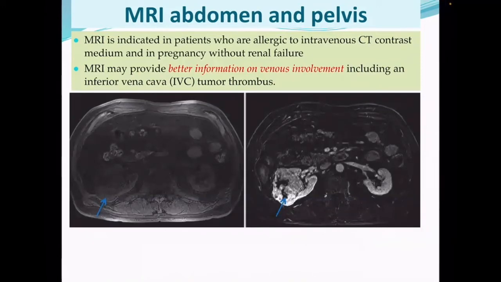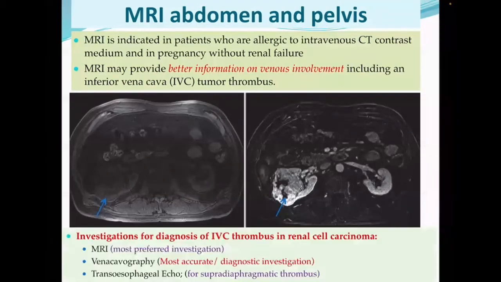If you ask me, the most common investigation that we do, the most preferred one, is MRI. To know whether there is an inferior vena cava involvement or not, the most preferred one nowadays is MRI, because in MRI you have to do nothing, just do an MRI and see the IVC. But if you ask me, what is the best one? Best one means most accurate one. The most accurate one is venacavography. That is, we inject a dye into the femoral vein and take an image by X-ray.